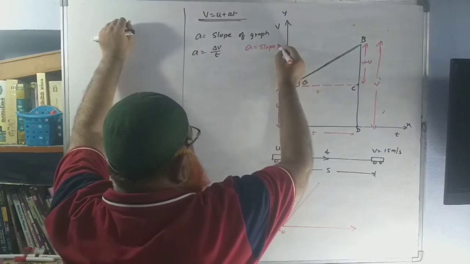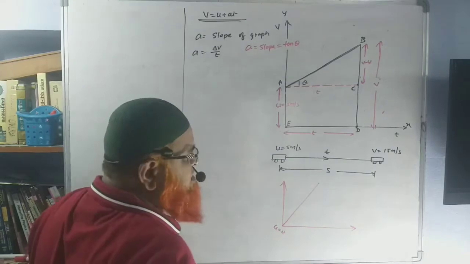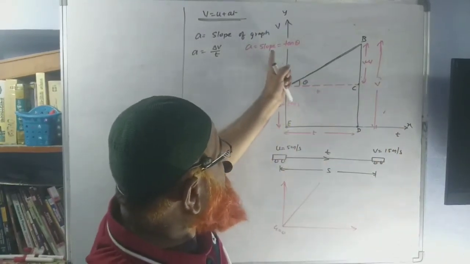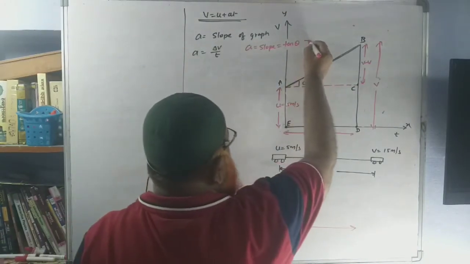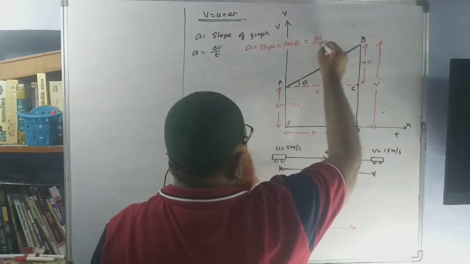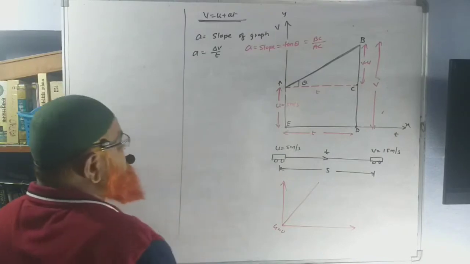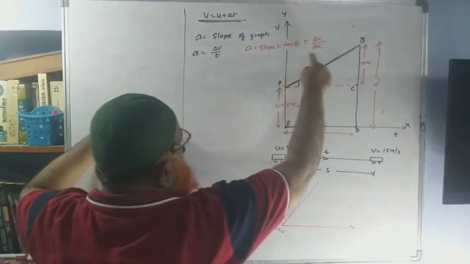And what is this slope here? Slope is considered to be tan theta, according to the concept of graphs. If you want to find out acceleration, the slope, that is going to be tan theta. Then what is tan theta here? Tan theta is nothing but opposite side BC by adjacent side AC here. This is the opposite side, this is the adjacent side. So if this is the condition, what are you going to do now? To find out the acceleration, we need to find out BC.